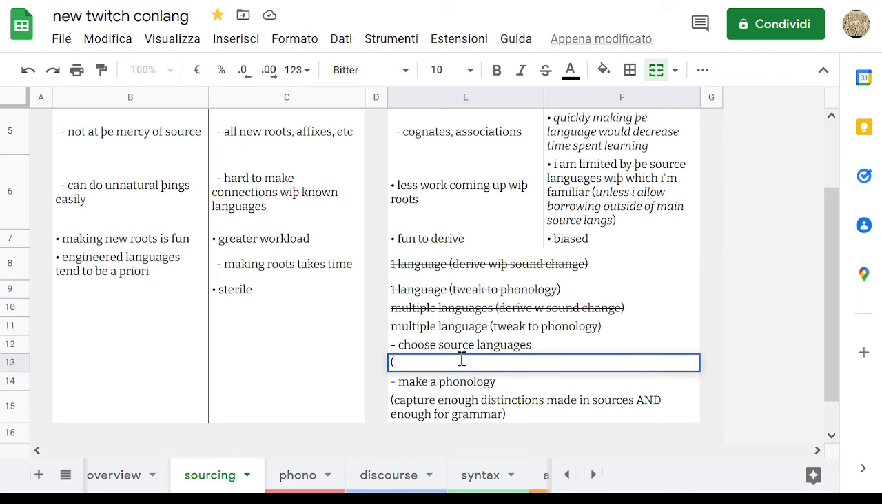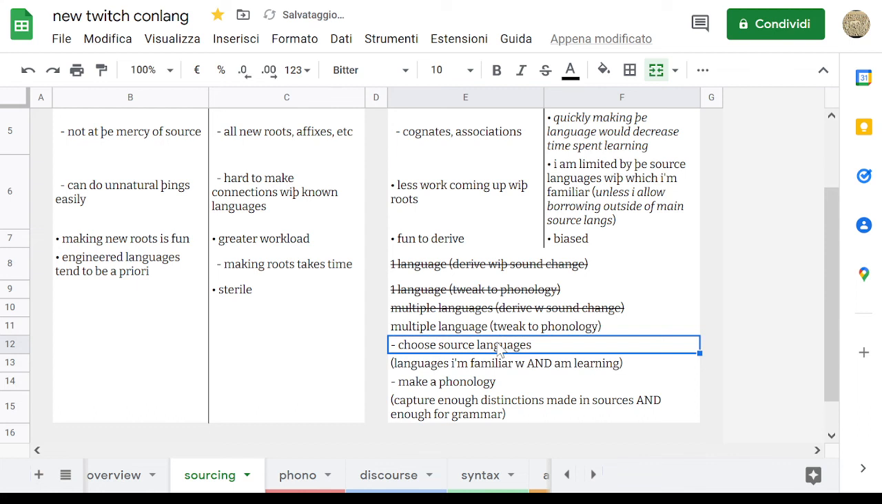So choosing source languages, languages I'm familiar with, and I'll just do a W here, with, and am learning. So I can make a list of potential options for this that would work particularly well for my goals.